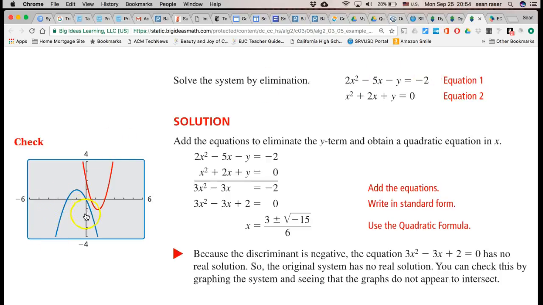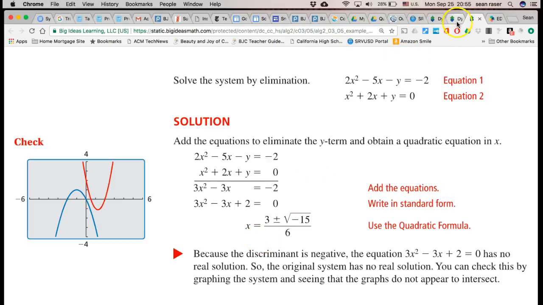If we look at the graph of this system, these parabolas never cross. And that's always possible. Remember, just like with our other systems, we could have no solutions, infinite solutions, or a unique solution. That's true here. So this is what it looks like. If you end up with an imaginary solution, it means your parabolas or your graphs never cross, and you have no solution. Again, make sure you're aware of that possibility that no solution can happen.